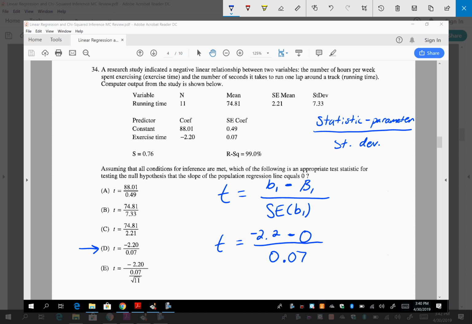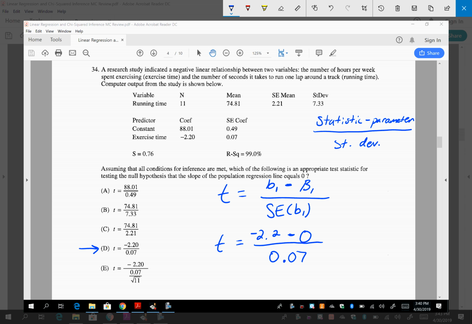And this goes right into what we just talked about. What is the most picked wrong answer? E, because students think, oh, I need to put it over the square root of n. But guys, they've already done that for you. The standard error is done. It's in the computer output.